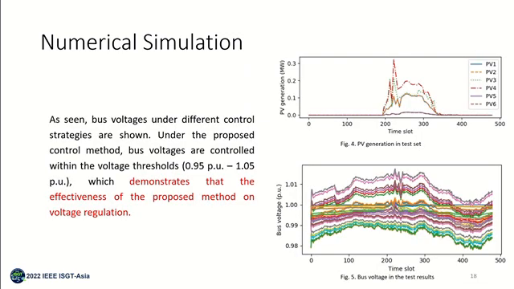Next, we test the performance of the learned control policy on a test day. The 24-hour profiles of the PV generation and loads of the test day are presented. Bus voltages under different control strategies are shown. Under the proposed control method, bus voltages are controlled within the voltage threshold, which demonstrates the effectiveness of the proposed method on voltage regulation.